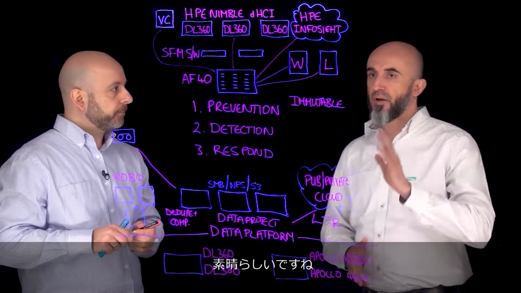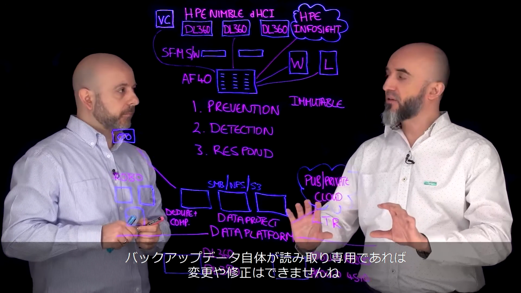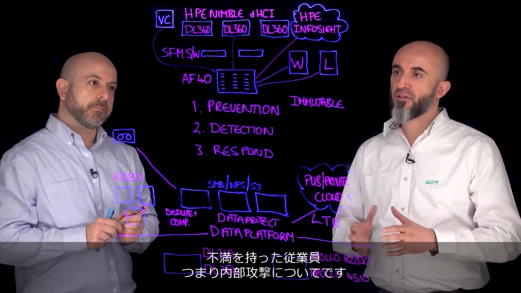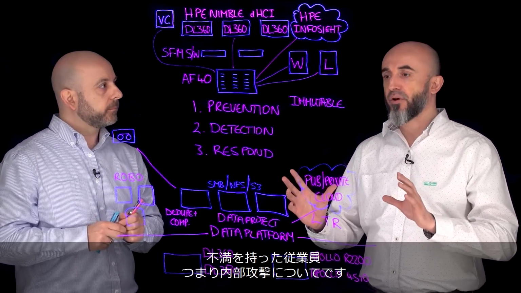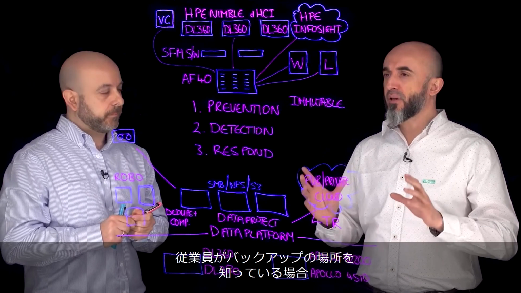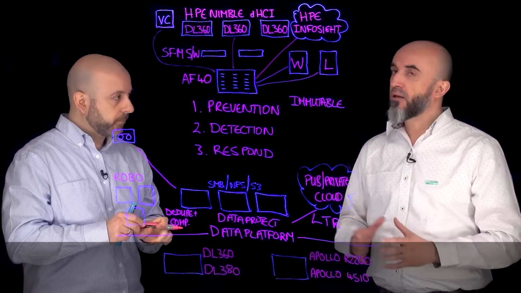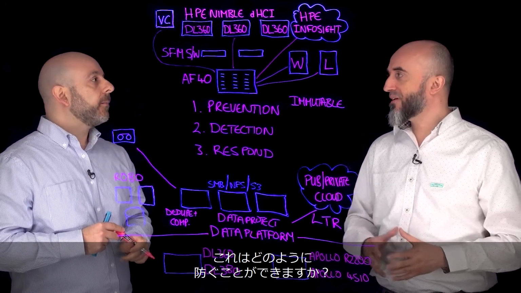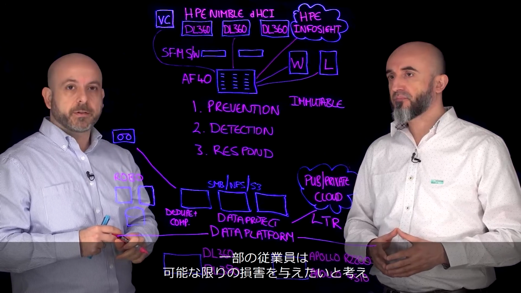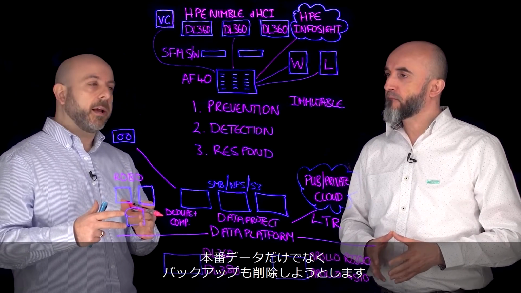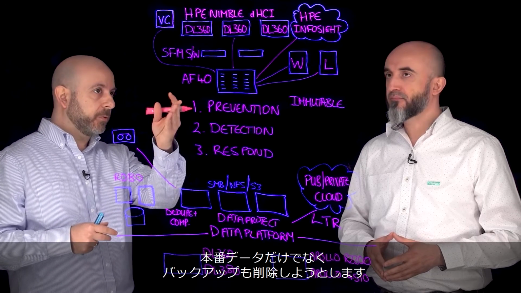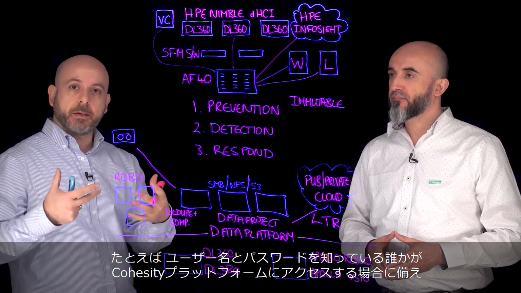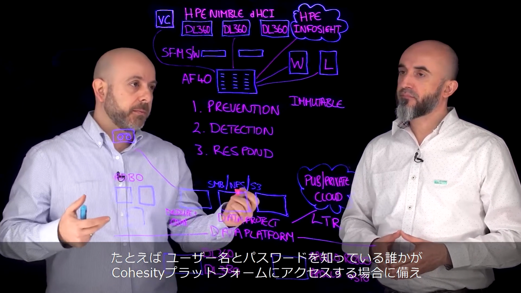Okay, excellent. So the backup data itself is read-only, so it cannot be changed or modified. Let's run a different scenario, again talking about the disgruntled employees or internal attack. Let's say the employee has an idea where the backups are. Maybe they can delete the backups or do something with them. What can you do to protect against that? Absolutely. Some employees want to do as much damage as possible, and the way they do that is not only deleting production data, but also the backups.